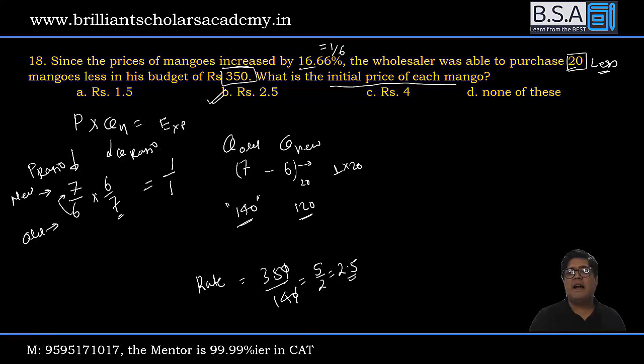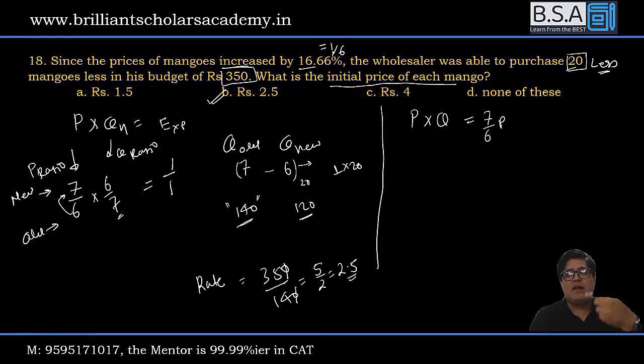Abhi, let us say I understand ratios, but I am more comfortable with equations. You can do that. Let us say price is P, quantity you do not know. Now the price is 7 by 6 P. Price बढ़ गया. Price increases by 1 by 6. It becomes 7 by 6. What happens to quantity? You can buy 20 mangoes less.